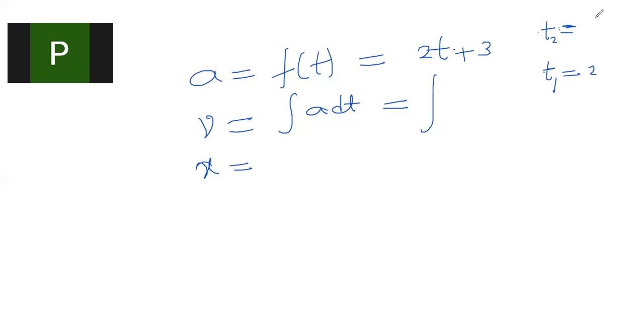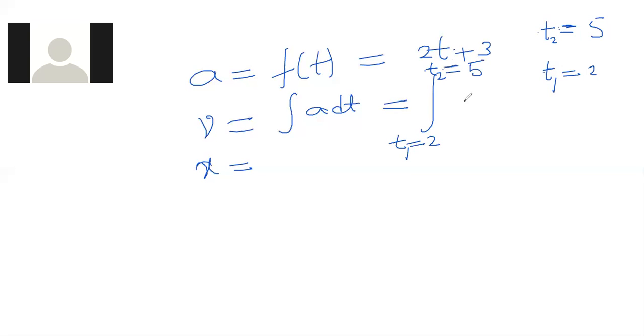For example, it has started from 2 seconds, went to 5 seconds. Then what is your lower limit and upper limit of time? The lower limit t1 will become 2, the upper limit t2 will become 5. Understood that? And whatever the function of acceleration they gave, acceleration has to be as a function of time dt.